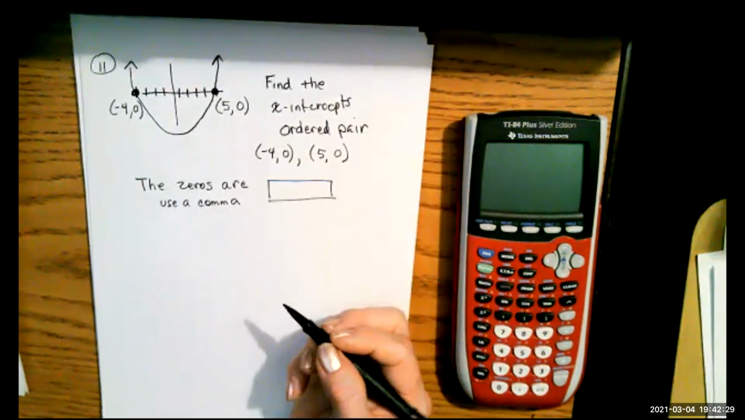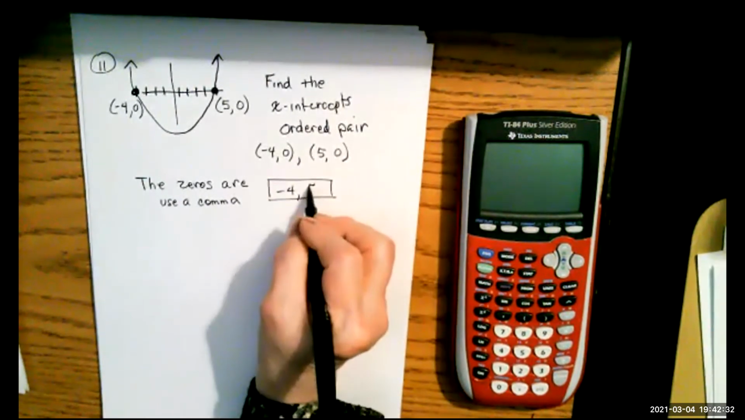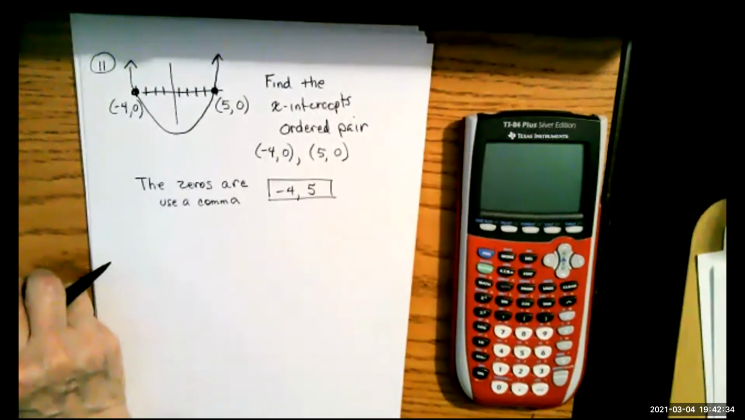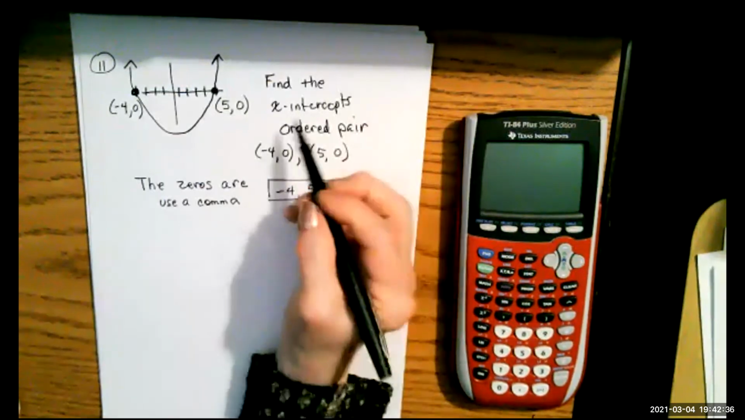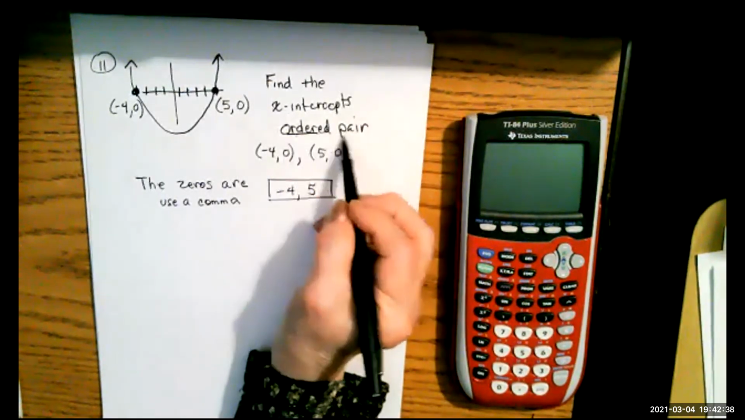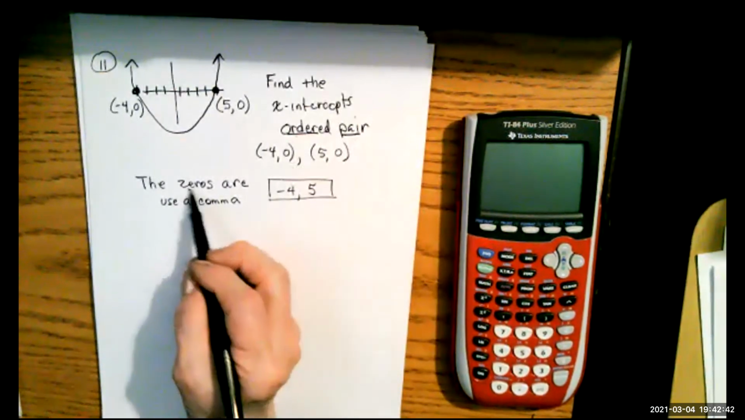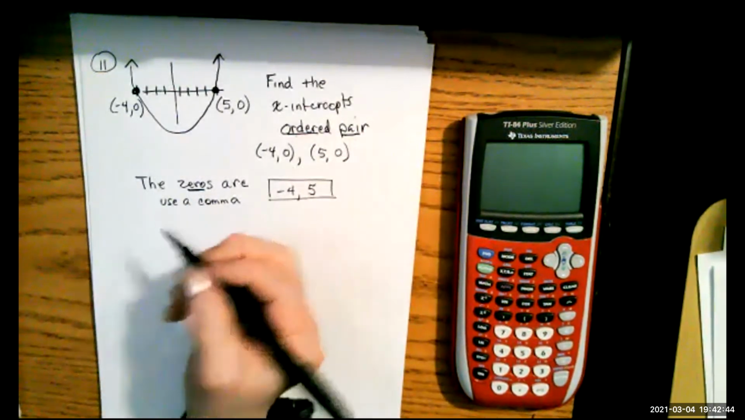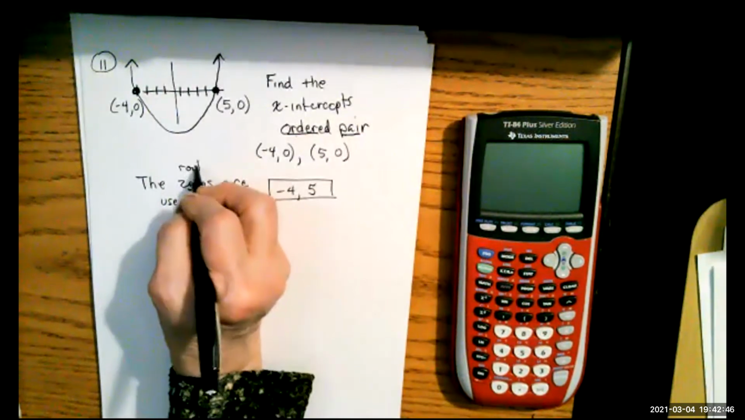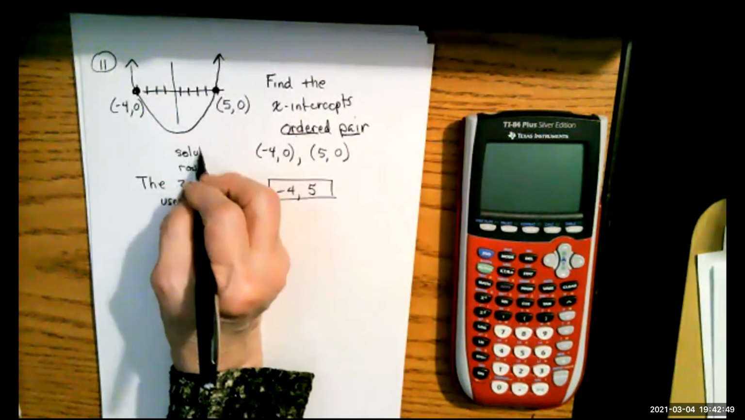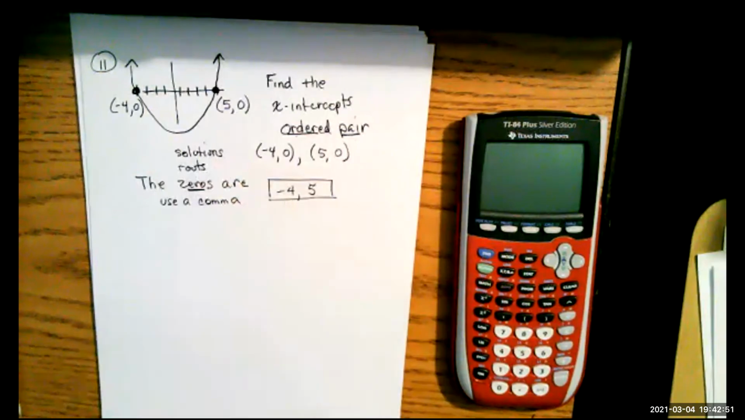Wouldn't it be -4 and 5? Yep. So see the difference? If they want it as x-intercepts and actually specify that they want an ordered pair, you'll put it like this. If they want the zeros, or they say roots, sometimes they'll say roots, sometimes they'll say solutions, any of those words, they'll want it like this.